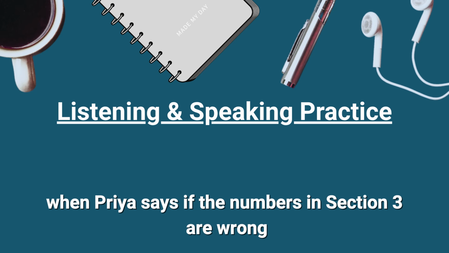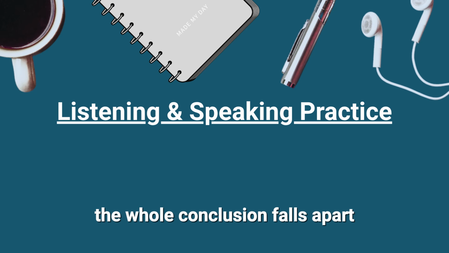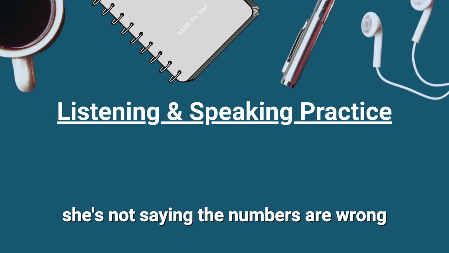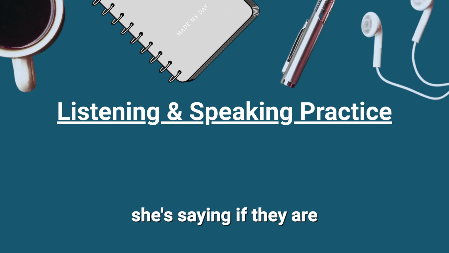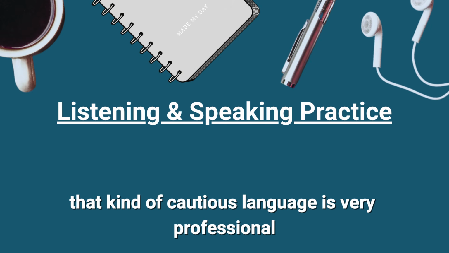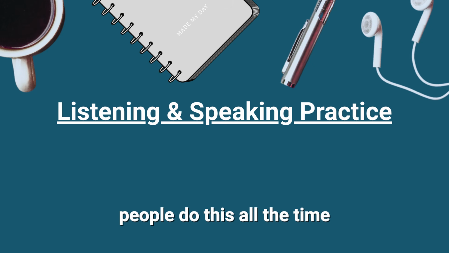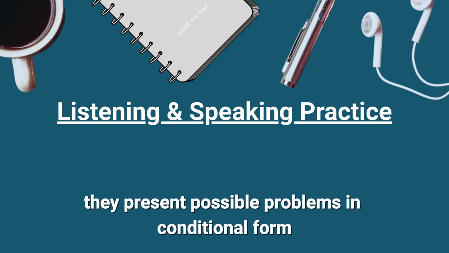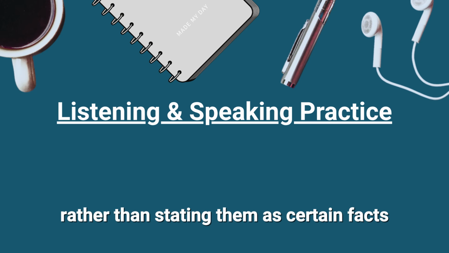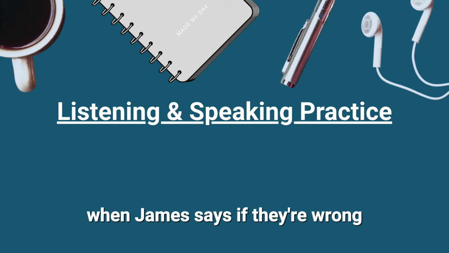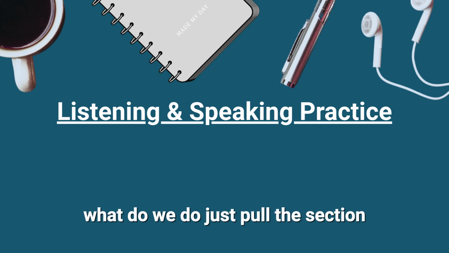When Priya says, "If the numbers in section 3 are wrong, the whole conclusion falls apart," she's using the conditional to present a risk. She's not saying the numbers are wrong. She's saying if they are, here's what it means. That kind of cautious language is very professional and very natural. In real workplaces, people do this all the time. They present possible problems in conditional form rather than stating them as certain facts, because it sounds more measured and less alarmist.